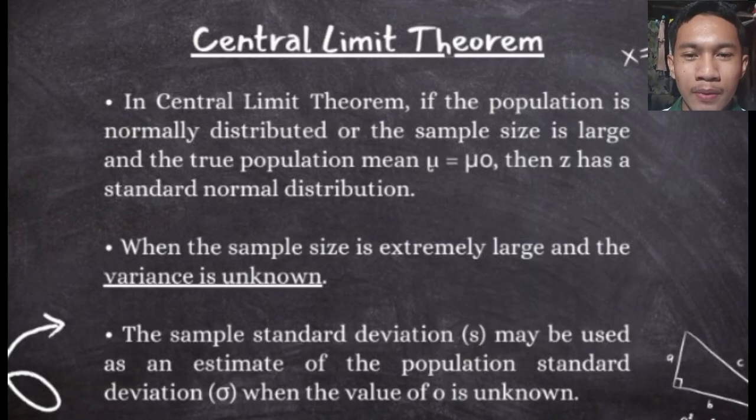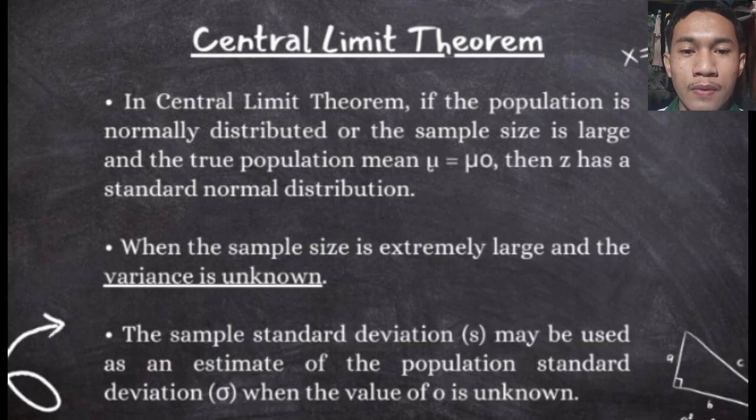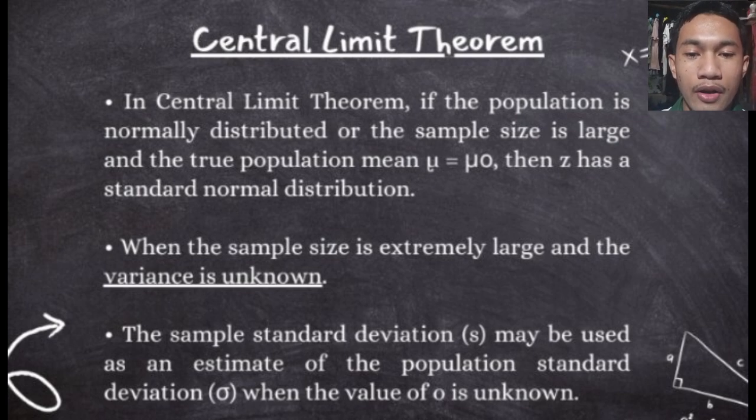Central limit theorem. In the central limit theorem, if the population is normally distributed or the sample size is large and the true population mean mu equals mu sub 0, then Z has a standard normal distribution. When the sample size is extremely large and the variance is unknown, the sample standard deviation may be used as an estimate of the population standard deviation when the value of sigma is unknown.